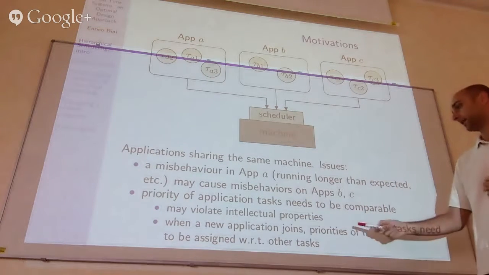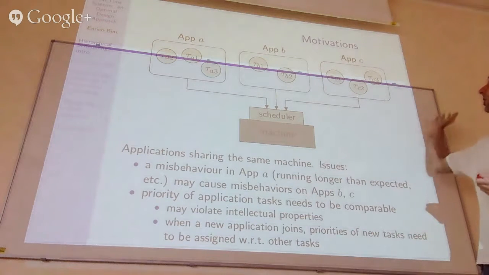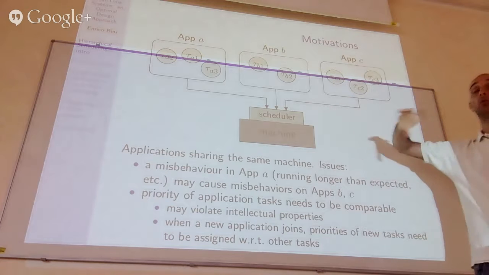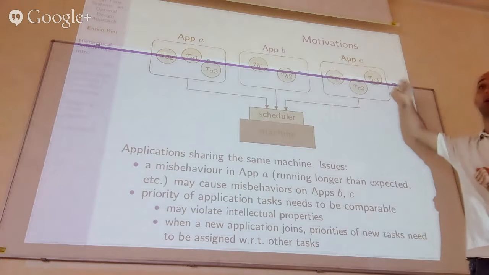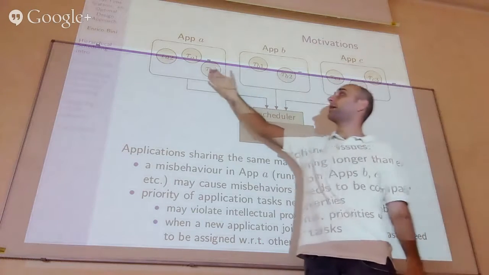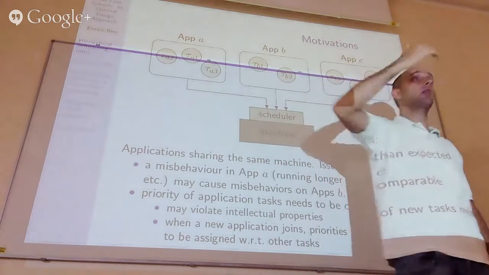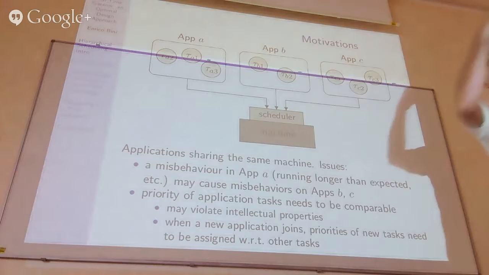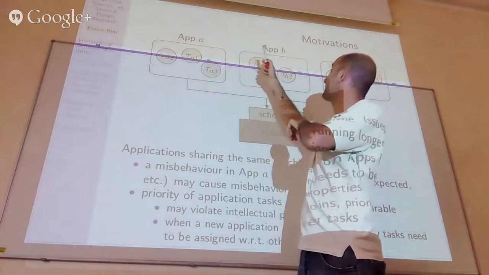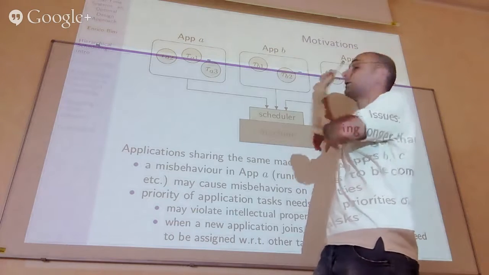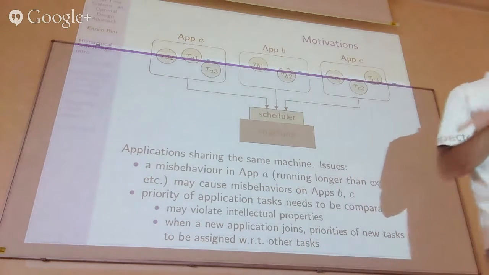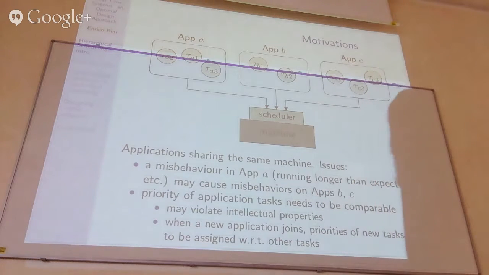And then when a new application joins, let's say another application comes in, you have to assign the priorities of its tasks in comparison to the priorities of all the tasks that you already have. So where do you put these tasks? Between tau A3 and tau C2? You have to compare things which may not be so easy to compare.